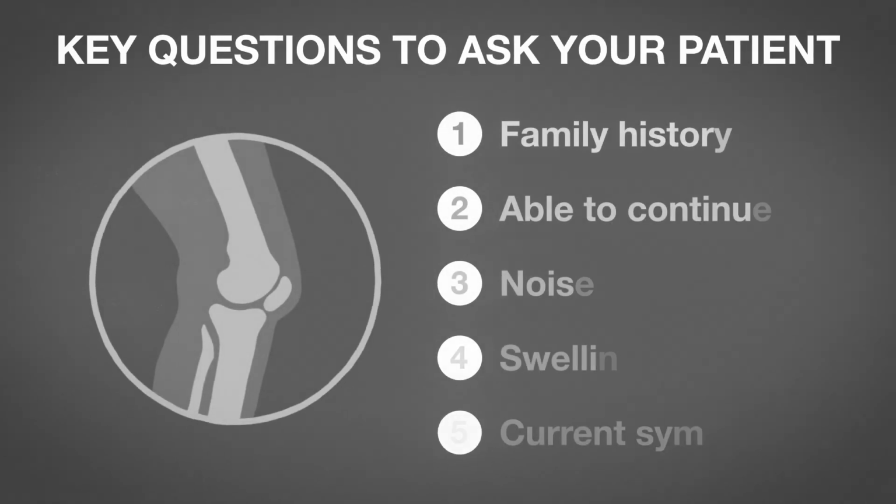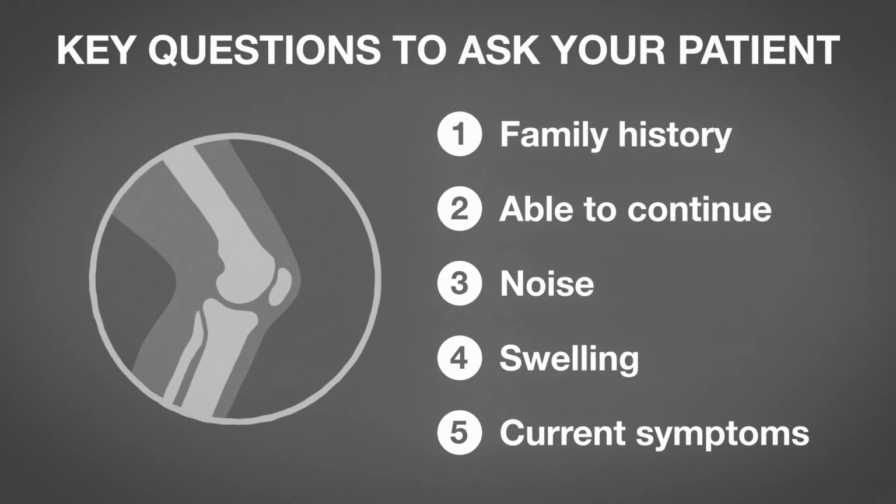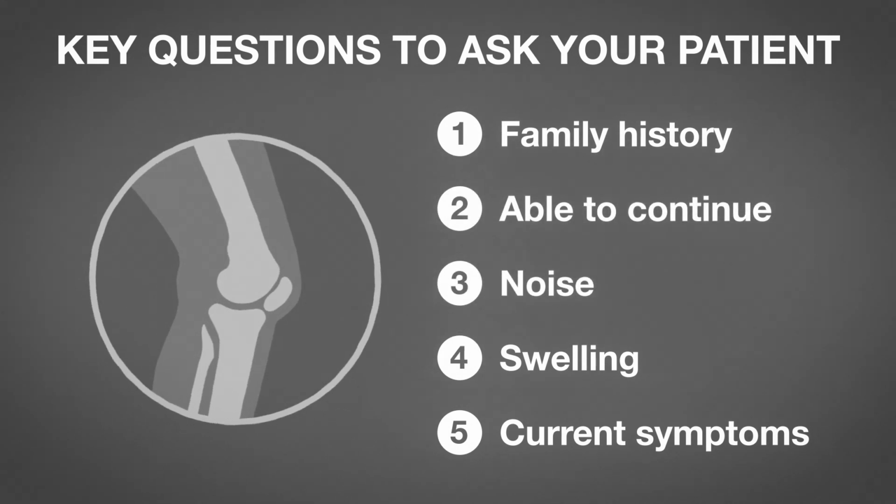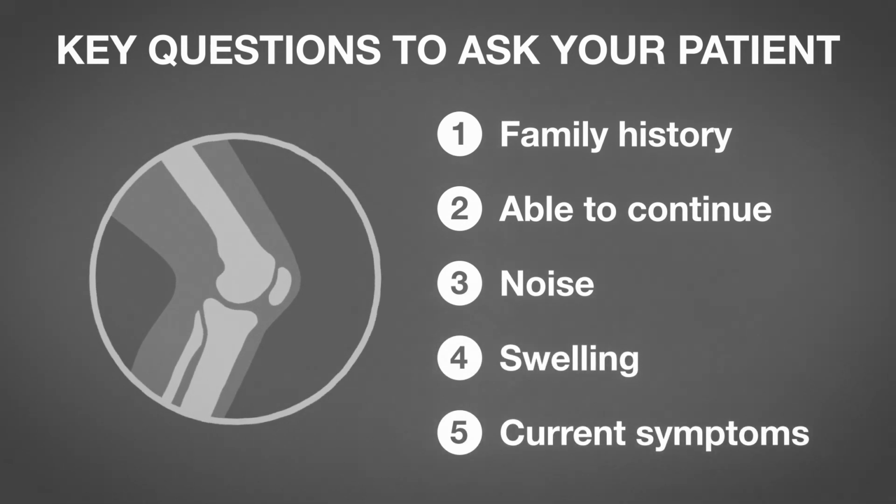And those patients that have a knee that remains locked, that is typical of a bucket handle tear of the medial and lateral meniscus. So once again, 5 key questions. What is their family history? Were they able to continue? Did they hear a noise? Was there swelling? And fifthly, what are their symptoms now?